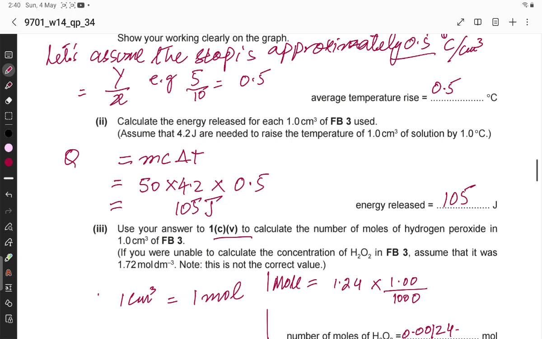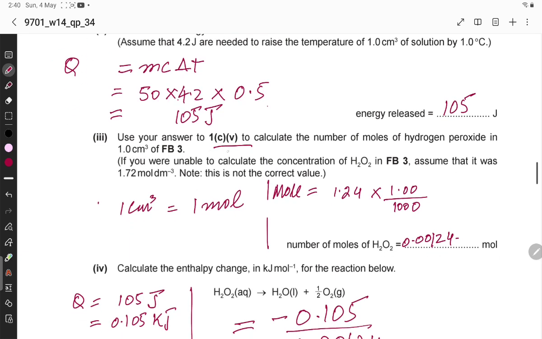So number 2, energy released. We know that Q is equal to mcΔT, where m is the total volume of the mixture, that is 50 cm³. Volume is equal to mass, and this is the specific heat capacity 4.2 and the rising temperature 0.5. So this is equal to 105 joules.